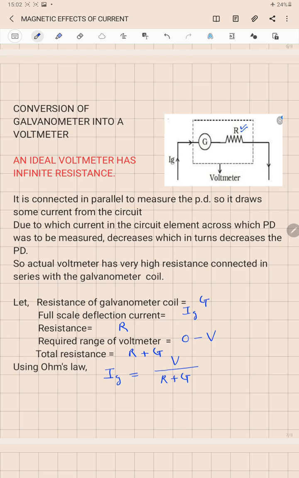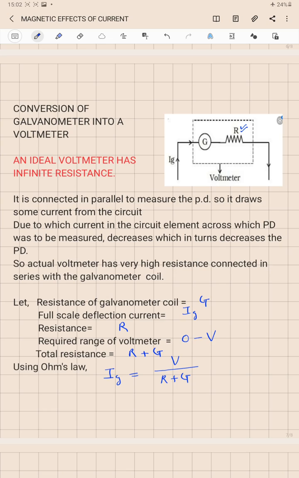Now the value of Ig is very small, of the order of a few milliamperes. So if we directly apply the potential difference V across the terminals of a simple galvanometer, the current running through the galvanometer coil would be of the order of a few amperes, which will burn the coil. So the main purpose of R in series with the galvanometer coil is that when a high potential difference is applied across the series combination of the galvanometer resistance G and the external resistance R, the current running through the circuit must not go beyond the value of Ig.